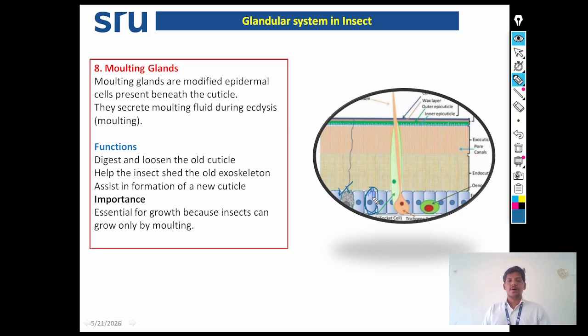See the function of molting gland secretion: it digests and loosens the old cuticle, helps the insect shed the old exoskeleton and assists in the formation of the new cuticle. It is essential for growth, because insects can grow only by the process of molting. Therefore, the molting gland is an exocrine gland, that is, a modified epidermal cell.